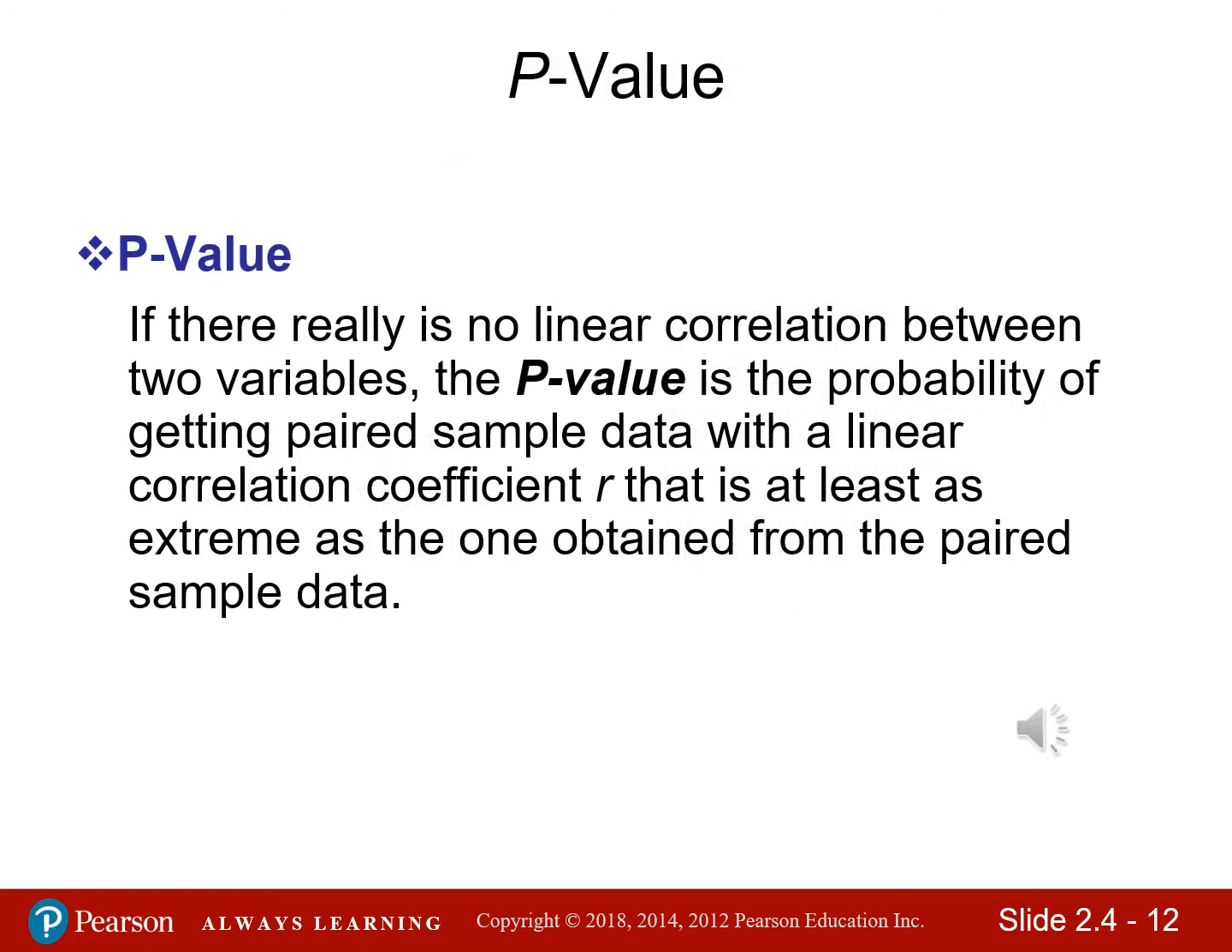We can use the p-value to help us to determine if there is a strong linear relationship. If there really is no linear correlation between two variables, the p-value is then the probability of getting a sample data set with a linear correlation coefficient R that is at least as extreme as the one obtained from our sample data set.